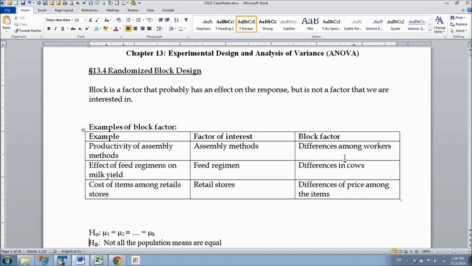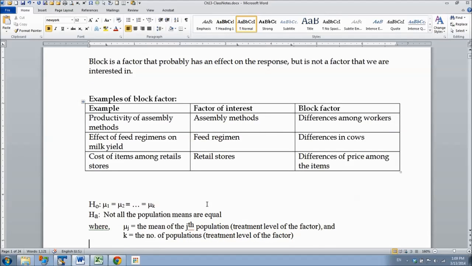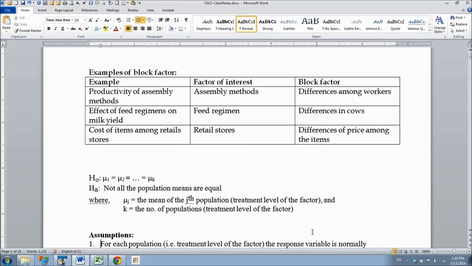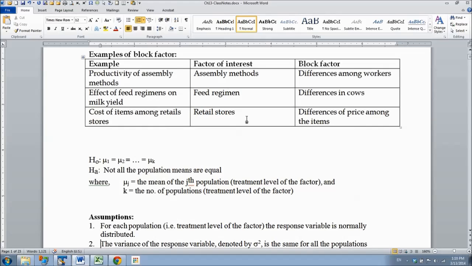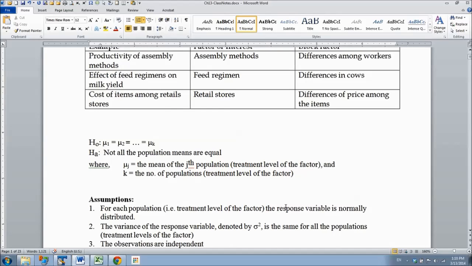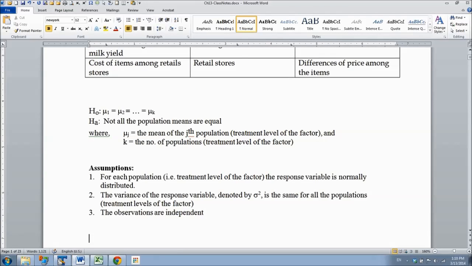Okay. Now, the hypothesis that we want to test is exactly like before, whether the means of the factor of interest are the same or not. We are not interested in the block factor. We are only interested in the factor of interest. So we have k populations, that is k factor levels, and whether all the means are the same or not. To test this hypothesis, we have to make some assumptions, and these assumptions are exactly like before. For each population, that is each factor level, the response variable follows a normal distribution. The variances of the response variables are all equal among the different populations or treatment levels. The observations are independent, or samples are independent.